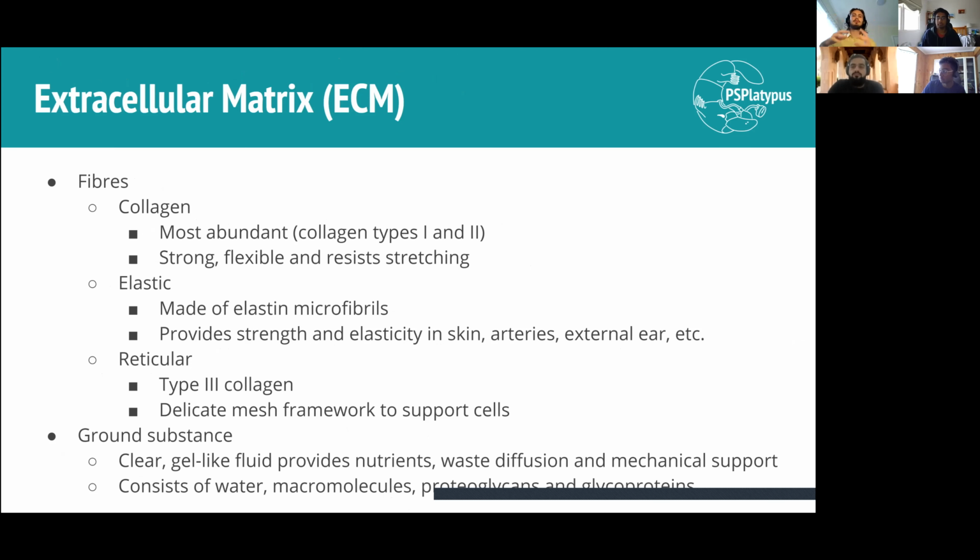And they perform a really important function in forming a delicate mesh framework. So they're sort of gently supporting cells in that extracellular matrix. So yeah, reticular fibers do that.